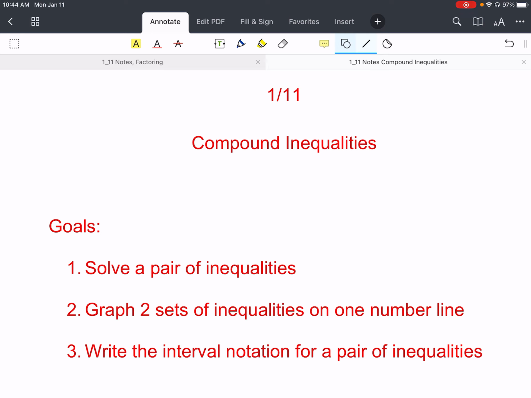So, our main goals are to solve pairs of inequalities. So we'll go with some simple inequalities, but each problem is going to have two to solve. And then for your graph, you're going to have one number line per problem, but you are going to have two sets of inequalities on the number line. And I will show you how to do those. And the third goal, you're going to be writing the interval notation, but the interval notation is going to be for a pair of numbers. So nothing too new, just adding an inequality per problem.